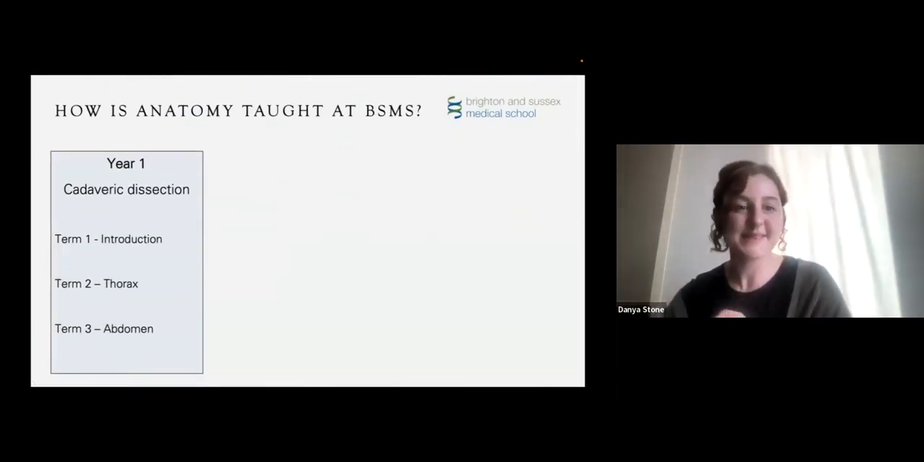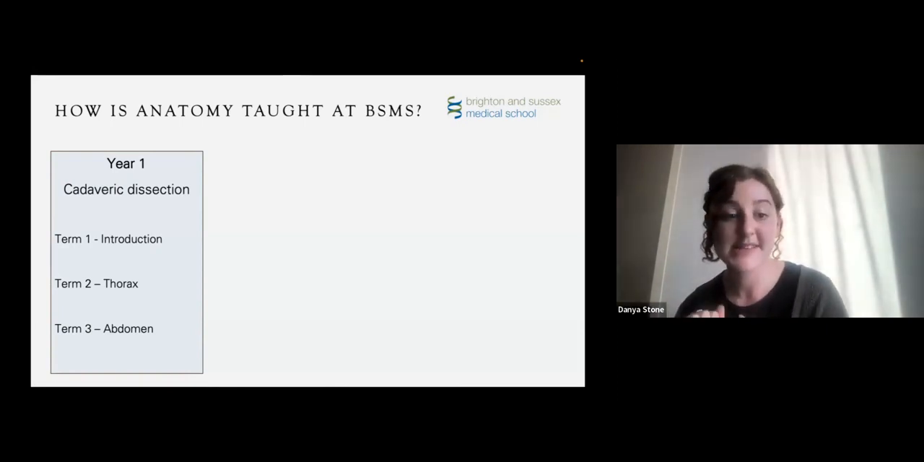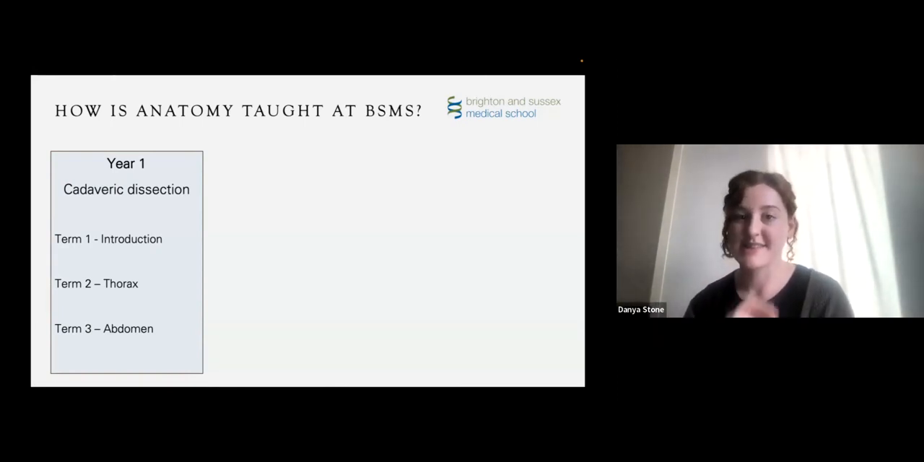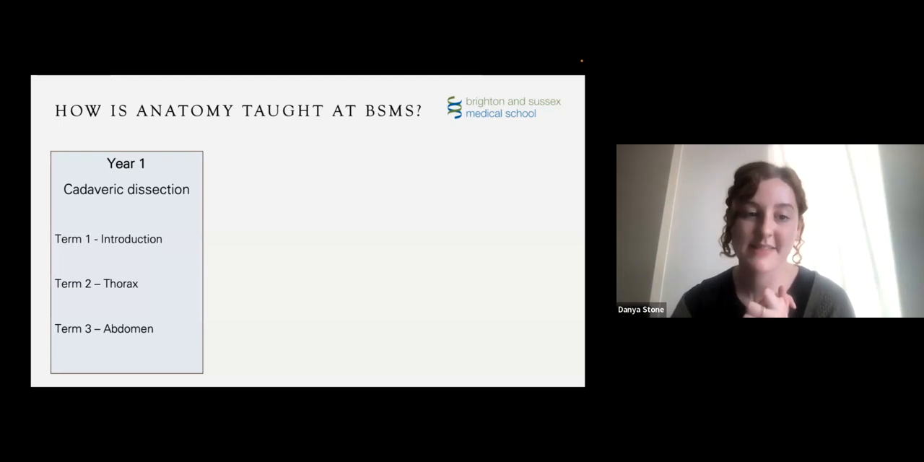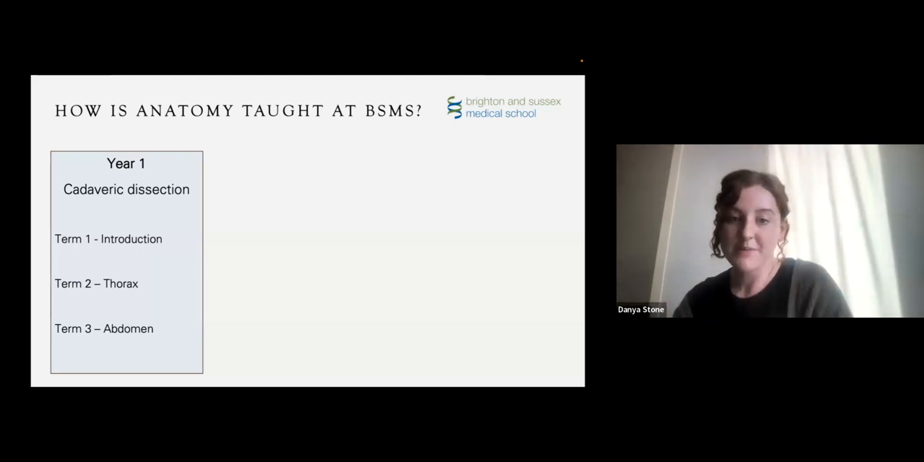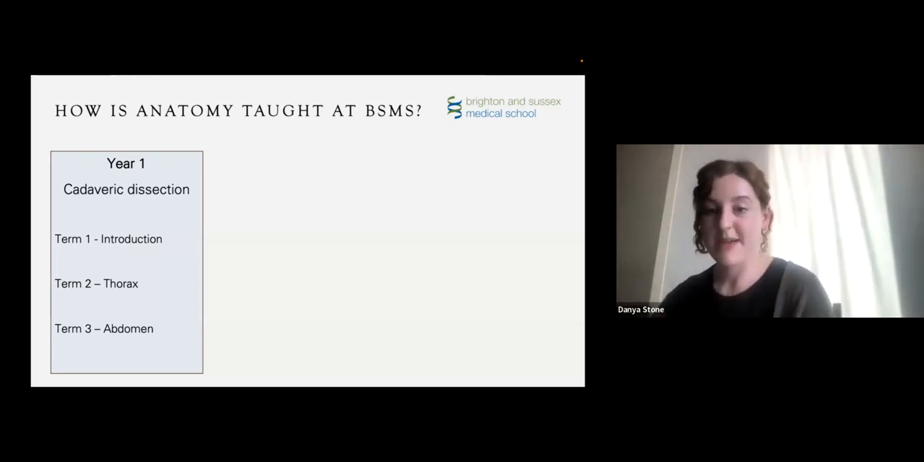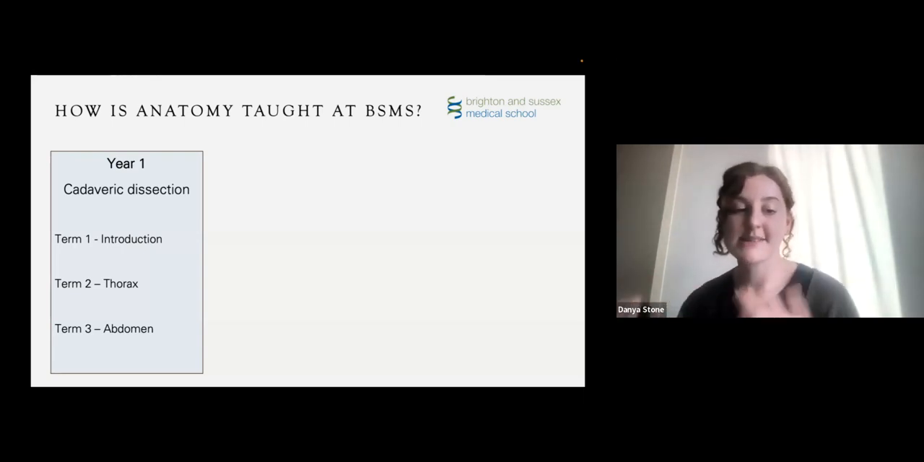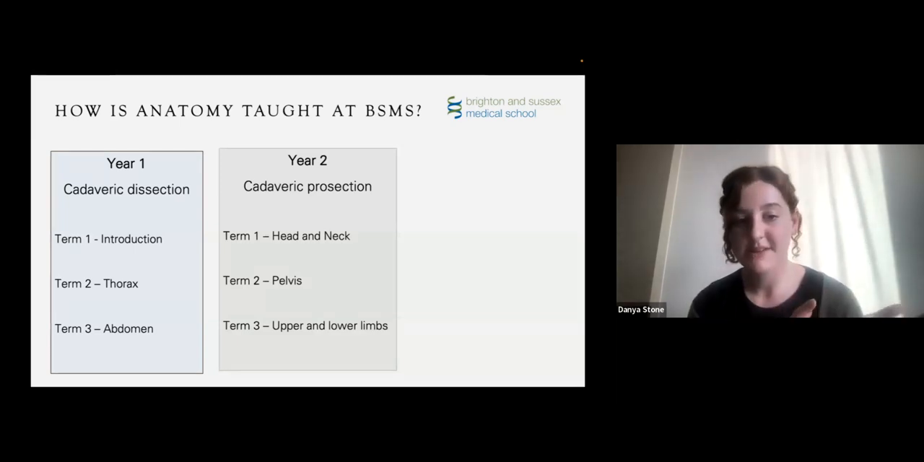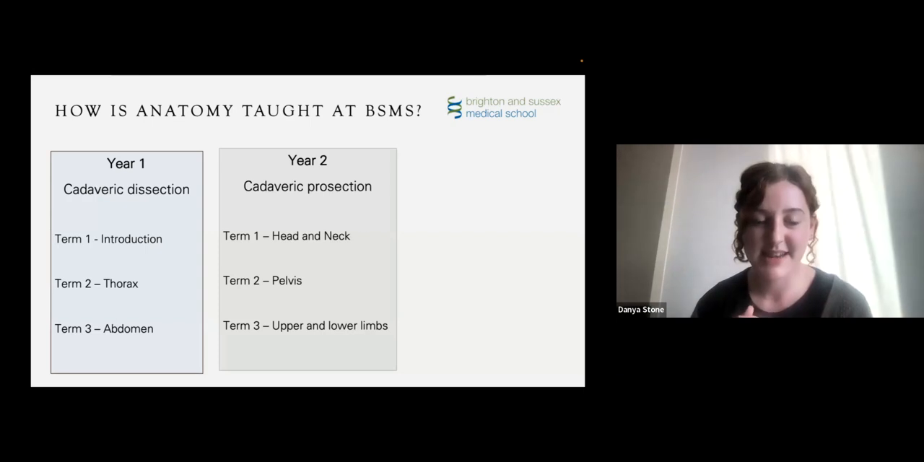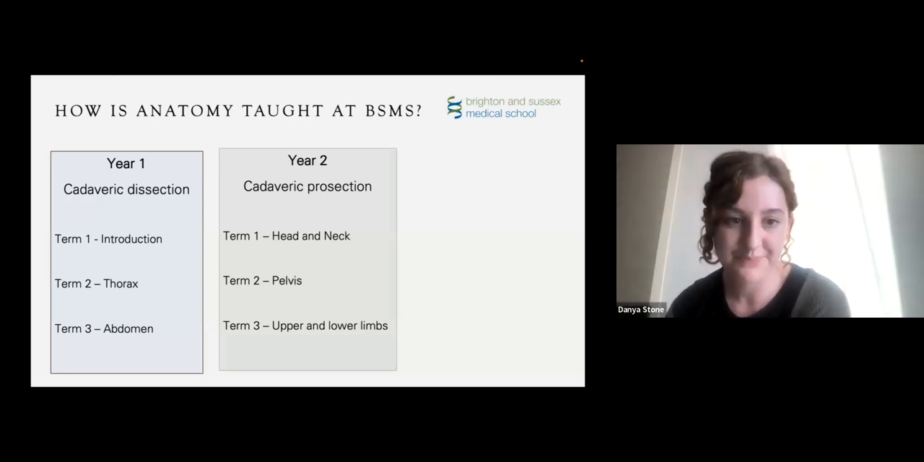Okay, so specifically at BSMS, in year 1, we have 3 terms and we teach in year 1 through dissection. So this is hands-on doing the dissection yourselves, but guided by faculty and the notes. Term 1, we do an introduction. This is where you look at a bit of everything just to orientate yourselves. Term 2, we move on to the thorax, and then term 3, we look at the abdomen. It's slightly different in year 2 because we stop dissecting and we move to prosection sessions. So this is where you're viewing the pre-dissected specimens. And you can see the different topics covered in each term on the slide there.